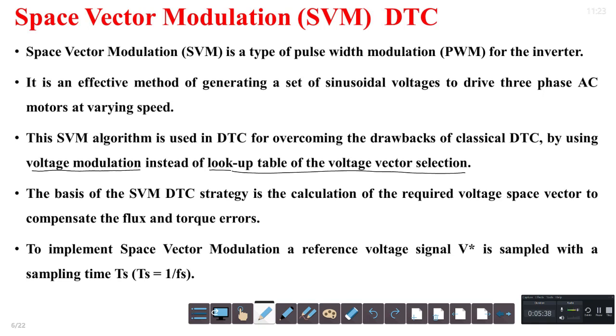To implement space vector modulation, a reference voltage signal V star is generated, which has a sampling frequency Fs, that means sampling time Ts. This V star is the reference voltage vector whose magnitude and phase angle theta are both controlled, and it can be at any value, so that the flux and torque errors are compensated. That is the advantage of SVM DTC.